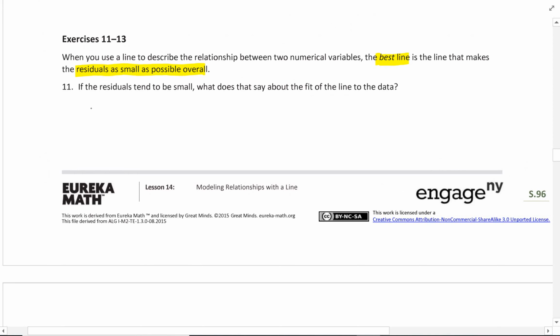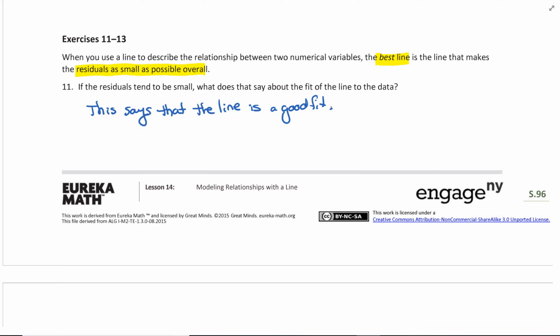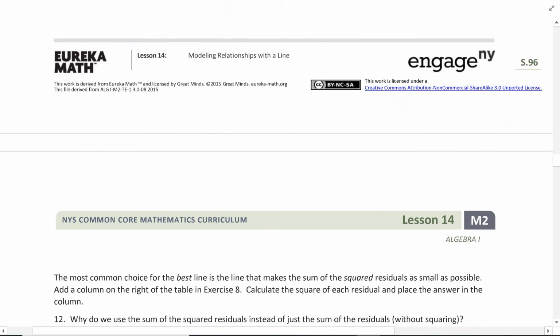So again, this says that the line is a good fit. Again, if the residuals are small, that means the distances are small. If the distances are small, that means the coordinates are close to the line. If the coordinates are close to the line, that means our line is a pretty good fit.